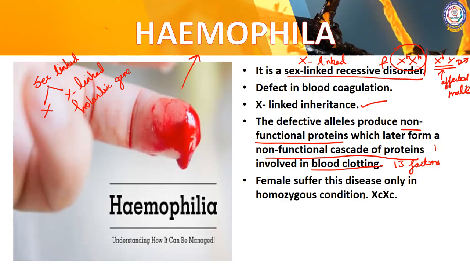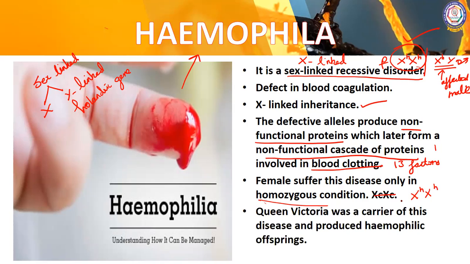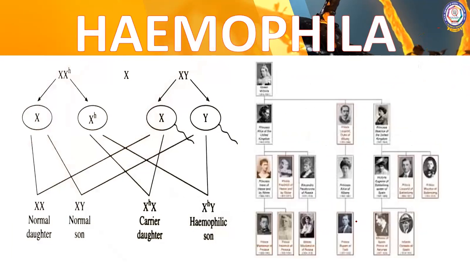Females suffer this disease only in homozygous condition. I told you here in this condition only. So you can correct this, it is XHXH. Queen Victoria was a carrier, that's why we call this the royal disease. And here is a chart, and this is Queen Victoria's pedigree chart. And here is a chart which represents this hemophilia.